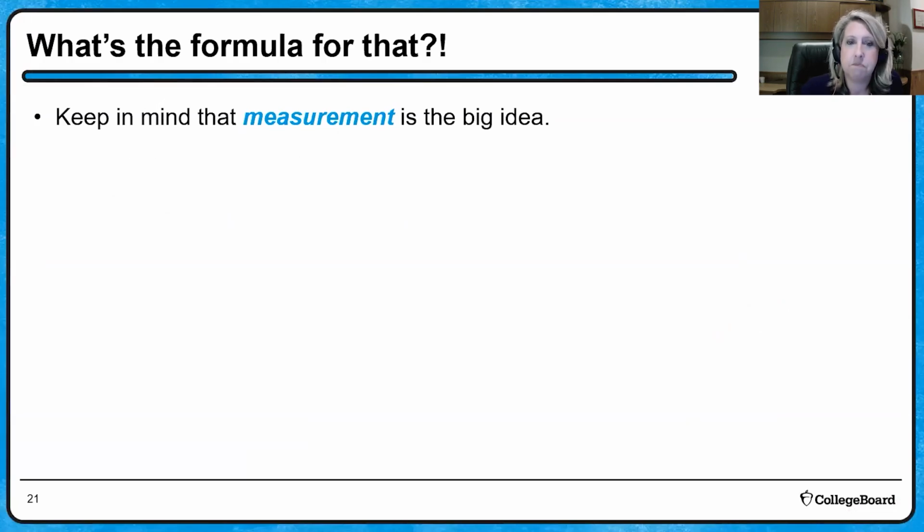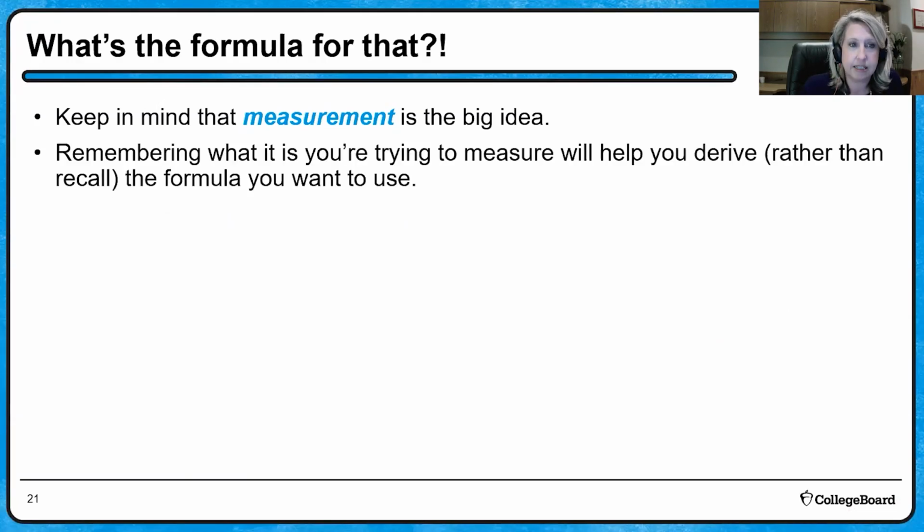So keep in mind, measurement is the big idea. Let's remember what it is we're trying to measure, and that's going to help us determine which formula we needed to use. So like in that nominal and real GDP problem, we needed to deflate nominal. That means we were doing division. If you want to find nominal, you want to inflate real. If you want to inflate something, you're making it bigger, you're using multiplication. Use what you know about what you're trying to measure to help you determine what calculation you need to perform.